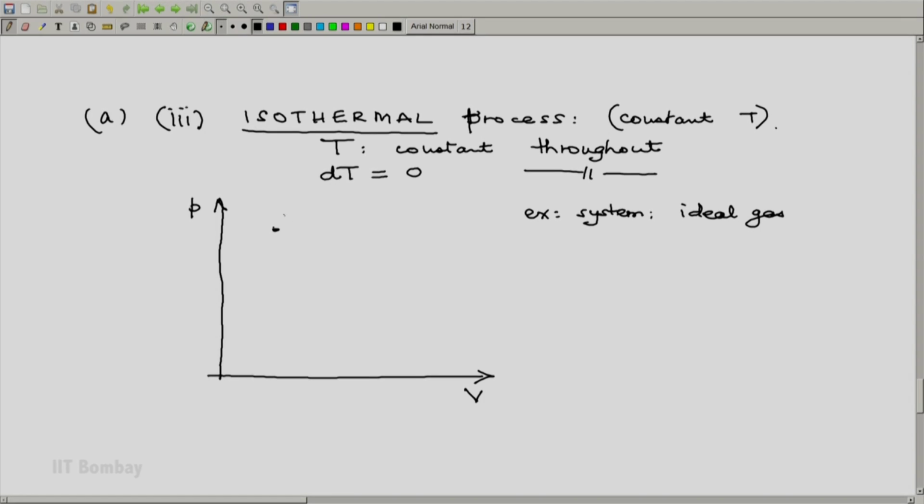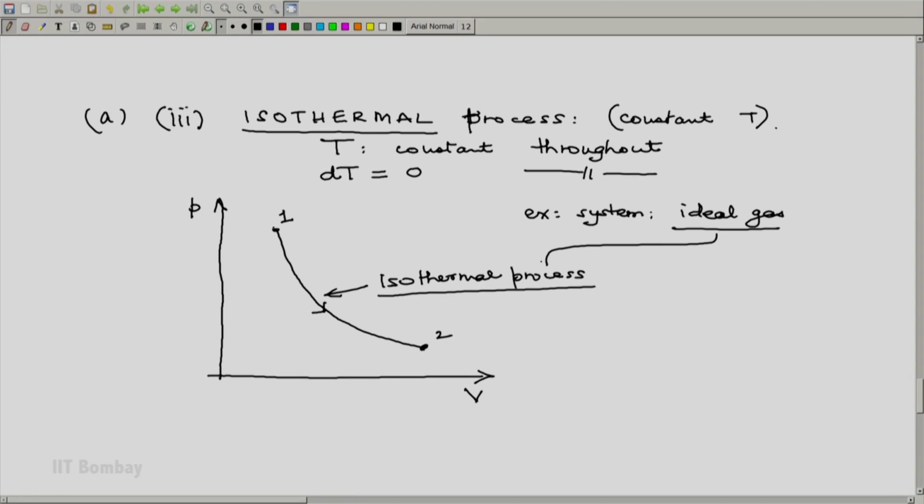So if we start our isothermal process from state 1, we may end up with state 2. This is an isothermal process. But remember that this isothermal process as depicted on this diagram is essentially for an ideal gas. If the gas does not behave like an ideal gas, the process depiction may well be different.